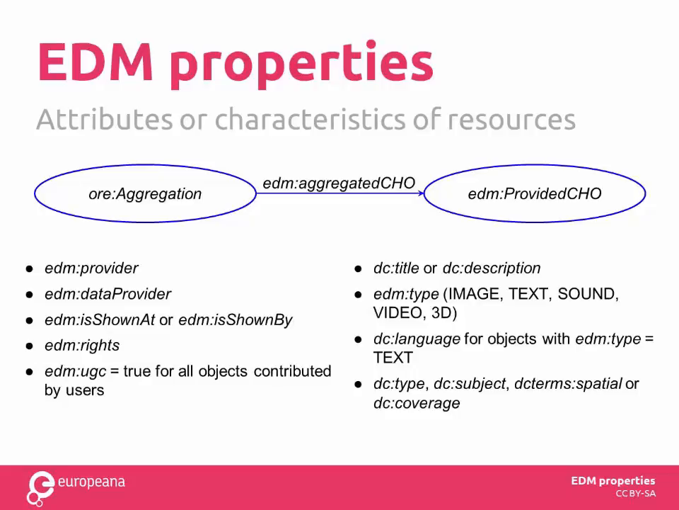Finally, every metadata record must have a unique and persistent identifier, provided as RDF about of the EDM provided CHO class and as EDM aggregated CHO. This identifier will be used to generate the permalink to the record on Europeana collections, as well as the Europeana identifier for both Europeana collections and API. Once you have described your resources using all these properties, you are ready to submit your data to Europeana.